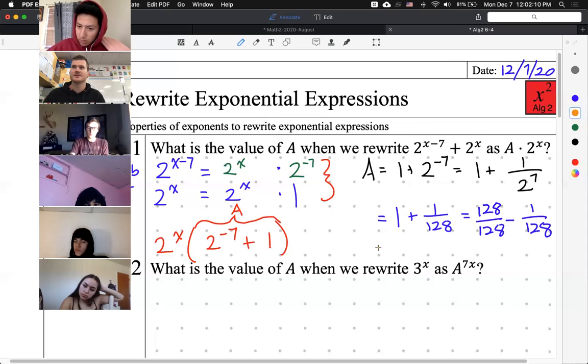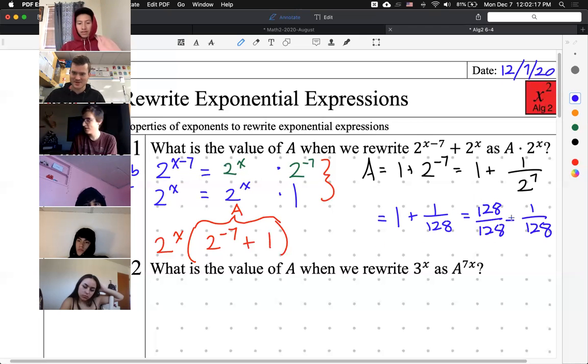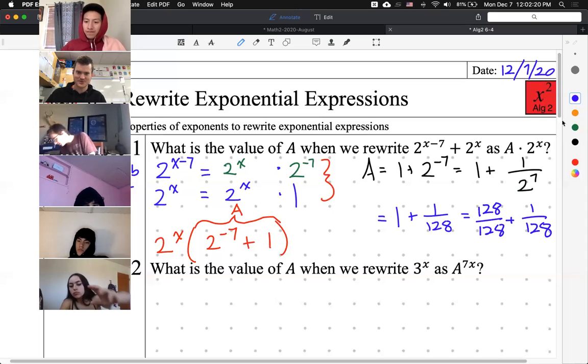Teacher error, you said minus 128. What am I doing? Yes, log it, extra credit. I randomly changed the plus sign into a minus sign.